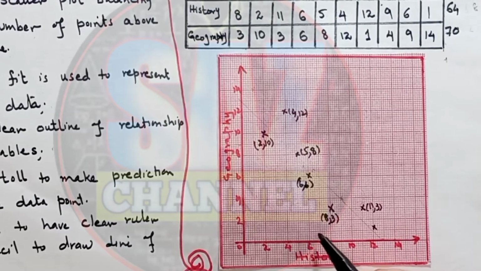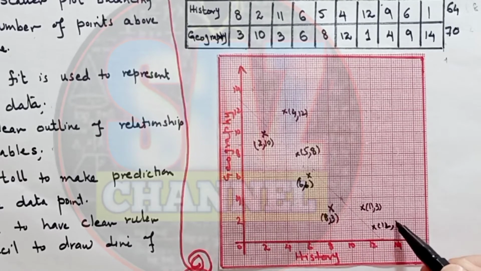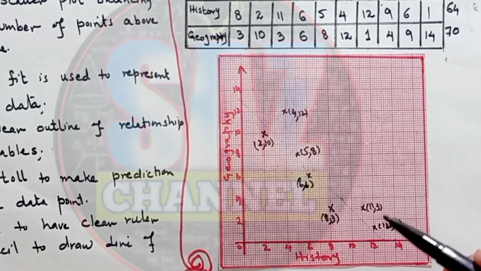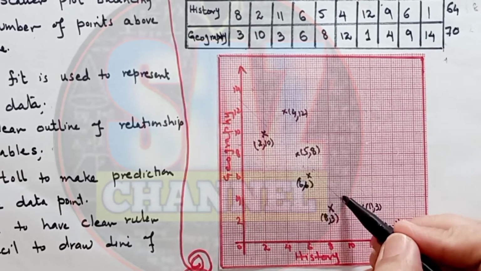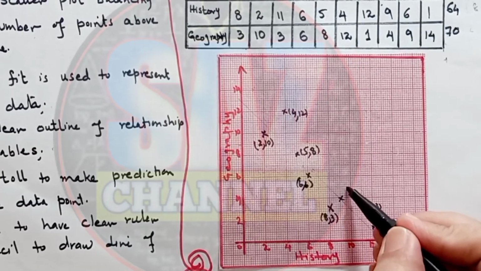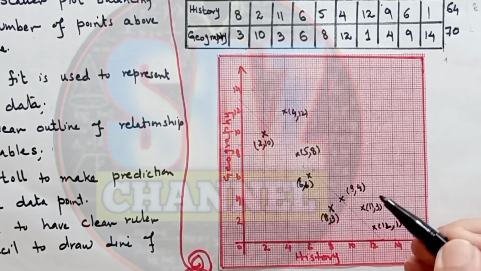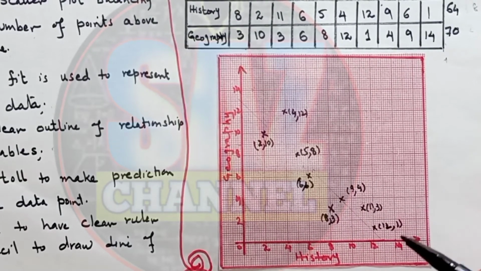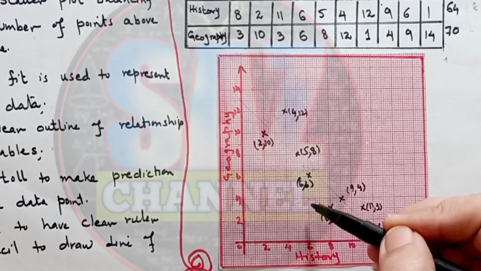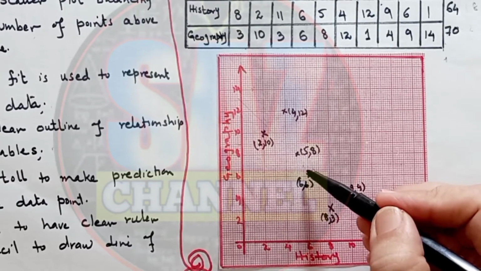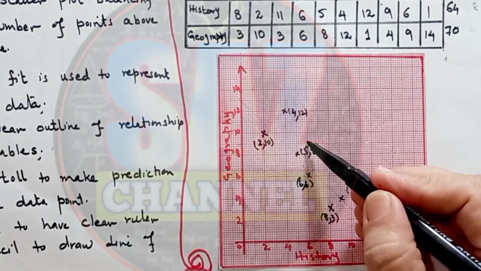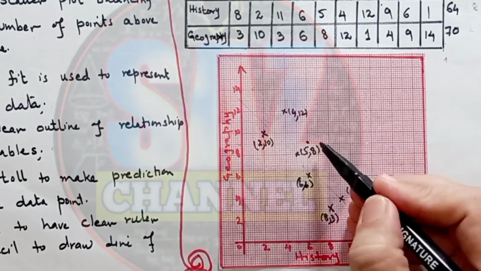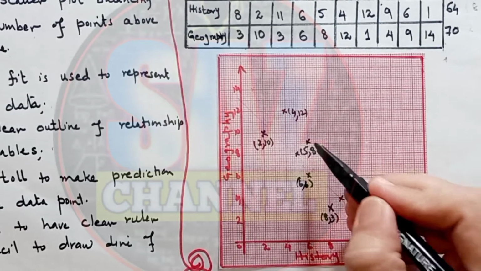Okay, 12 with 1, yes. Okay, and then 9 with 4. Let me mark the point here. 9 with 4, then 6 with 9. Okay, 8, and 6 with 9. This will be the place for 6 with 9.